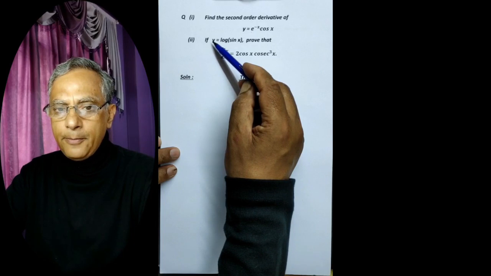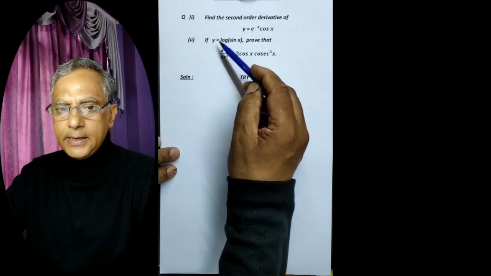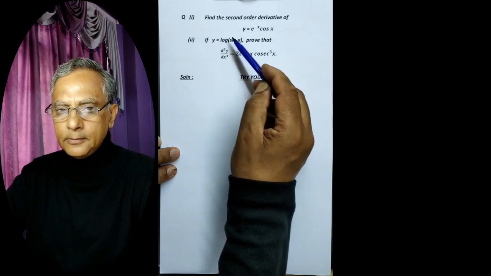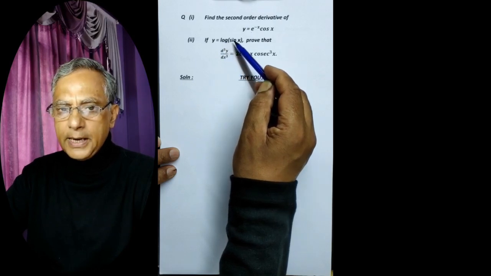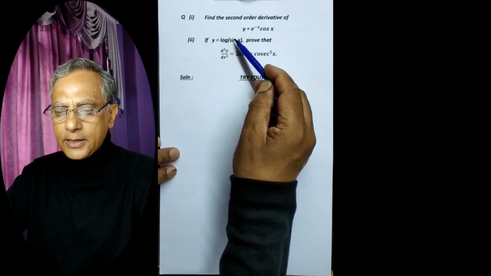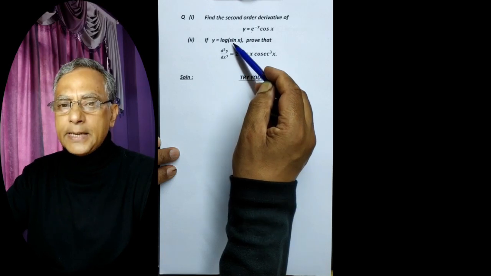First order derivative will be dy by dx is equal to d by dx of this, 1 by sin x, into d by dx of sin x, that is cos x. So we have cos x by sin x.